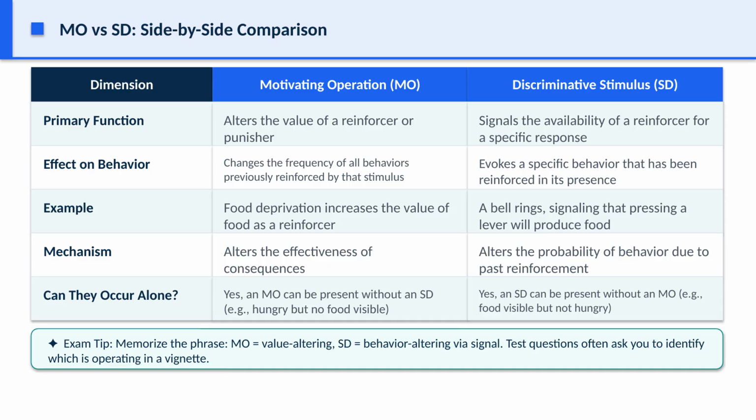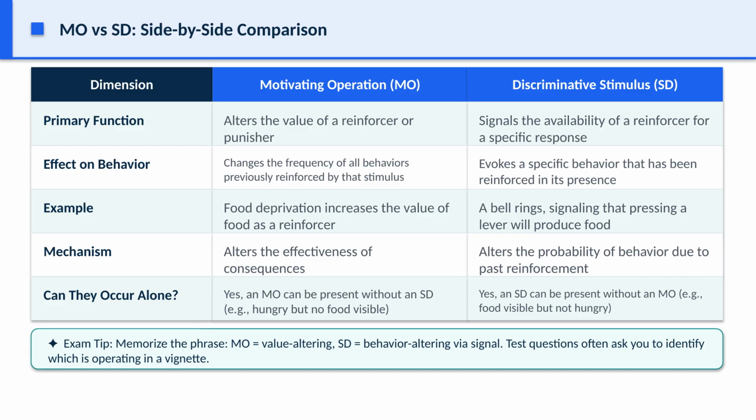Let's break down the critical distinction between motivating operations and stimulus control, because the BCBA exam will test your ability to tell them apart. An MO alters the value of a reinforcer or punisher. For example, food deprivation makes food more valuable, increasing the frequency of all behaviors that have previously produced food. In contrast, an SD signals that a specific response will produce that reinforcer, like a bell indicating that pressing a lever will deliver food. The MO changes behavior broadly by affecting the effectiveness of consequences, while the SD evokes a precise behavior due to past reinforcement in its presence.